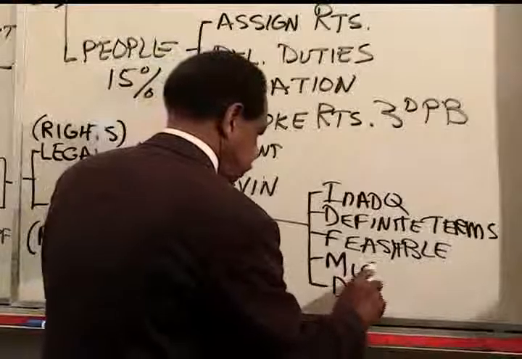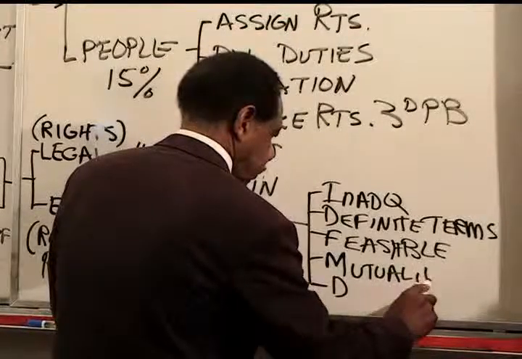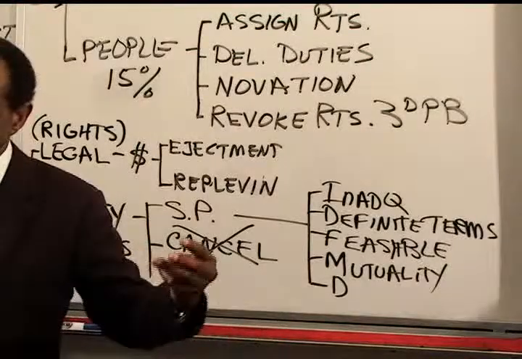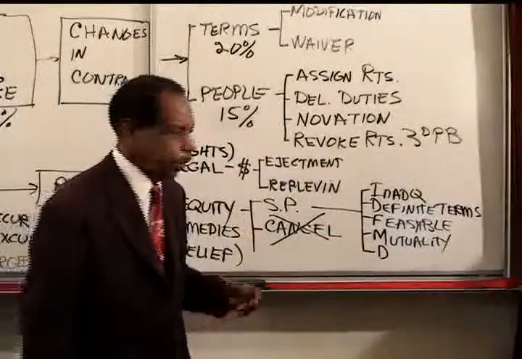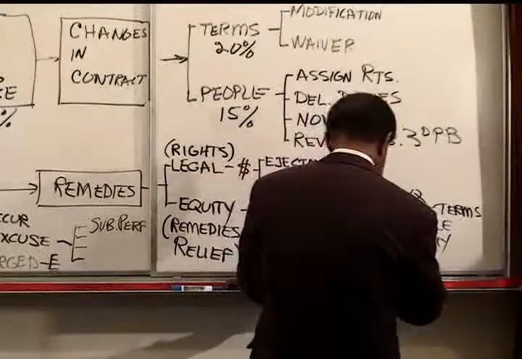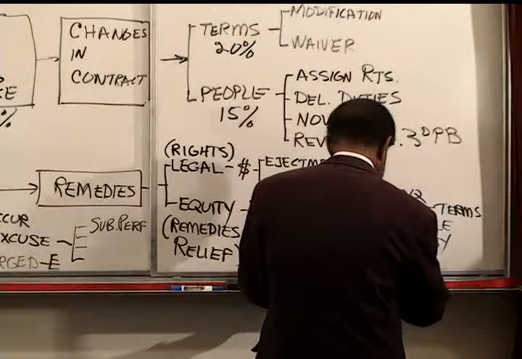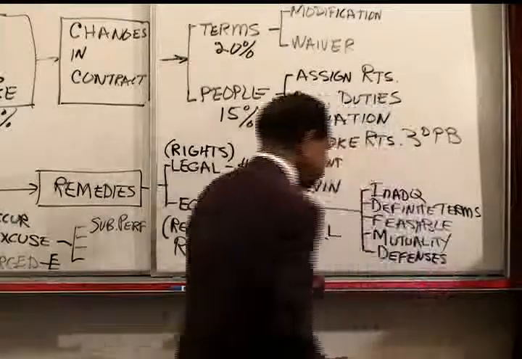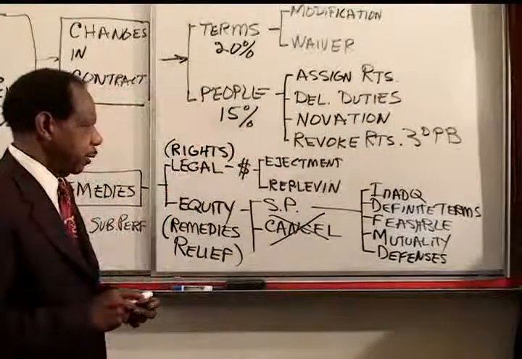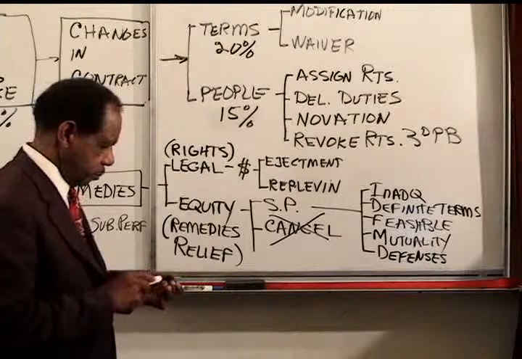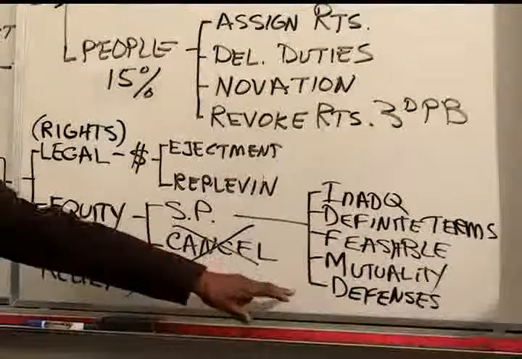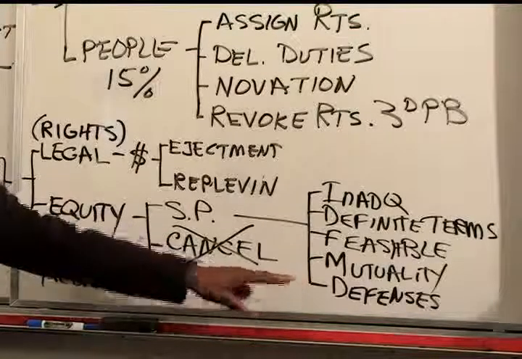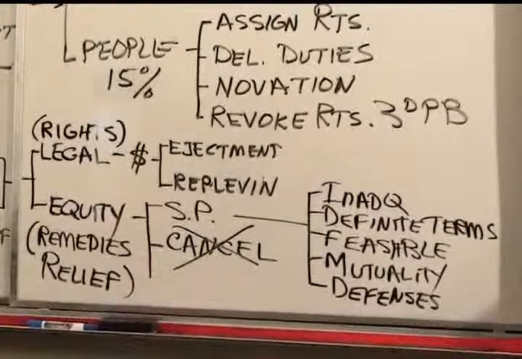Mutuality, meaning that the courts are not going to make me convey the property to you unless they make you pay me for it. And the equitable defenses. Now, the defenses to specific performance are things like unclean hands and so forth. We'll deal with this much more completely later.